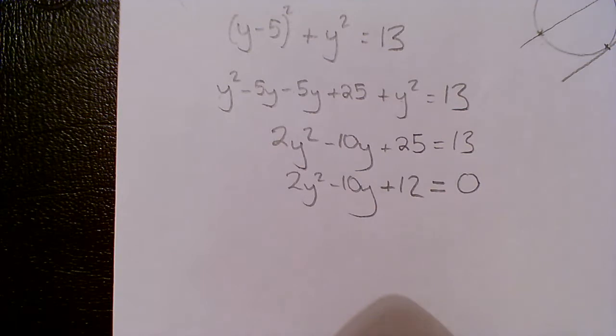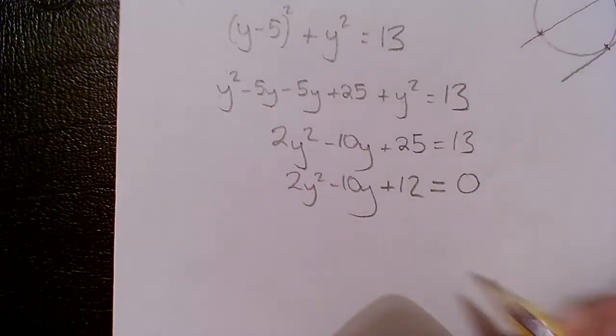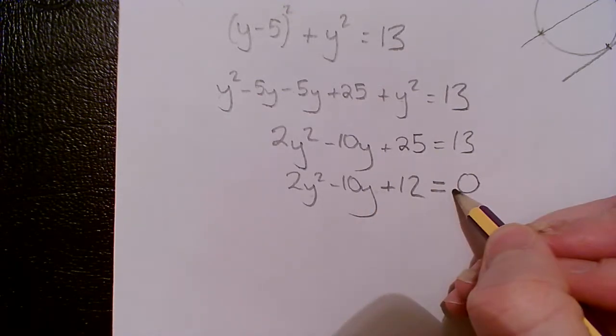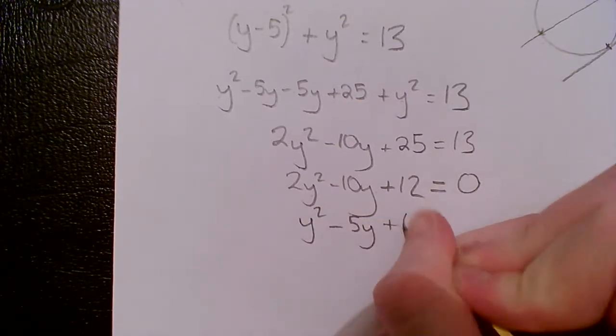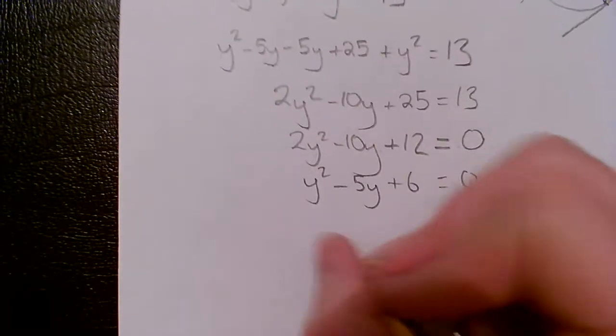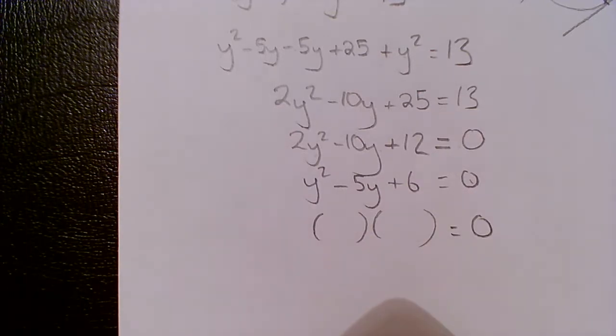This one will factorize. Now, before I try and factorize this equation, I could actually simplify it a little bit, because everything will divide by 2 here, giving me y squared minus 5y plus 6 equals 0, because 0 divided by 2 is also 0. And then it's just a little easier to factorize. So that's a nice little trick to use.